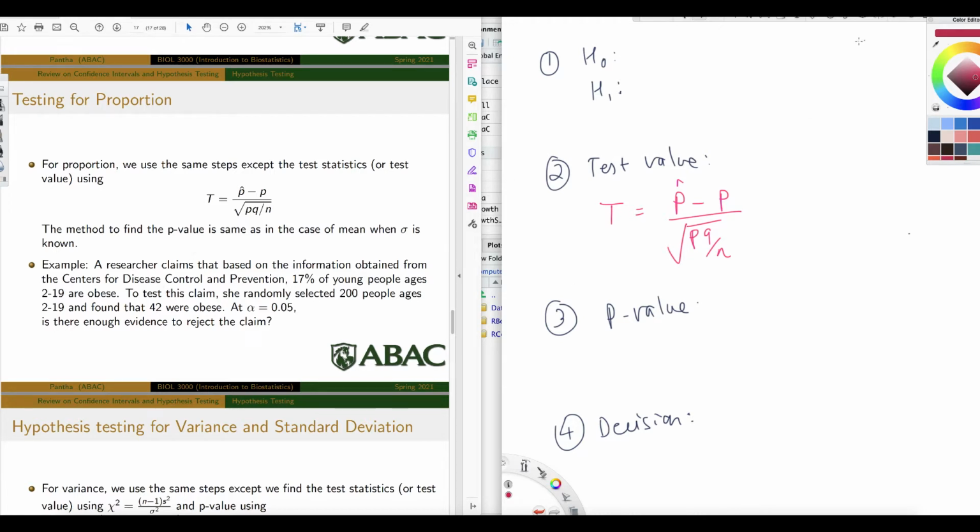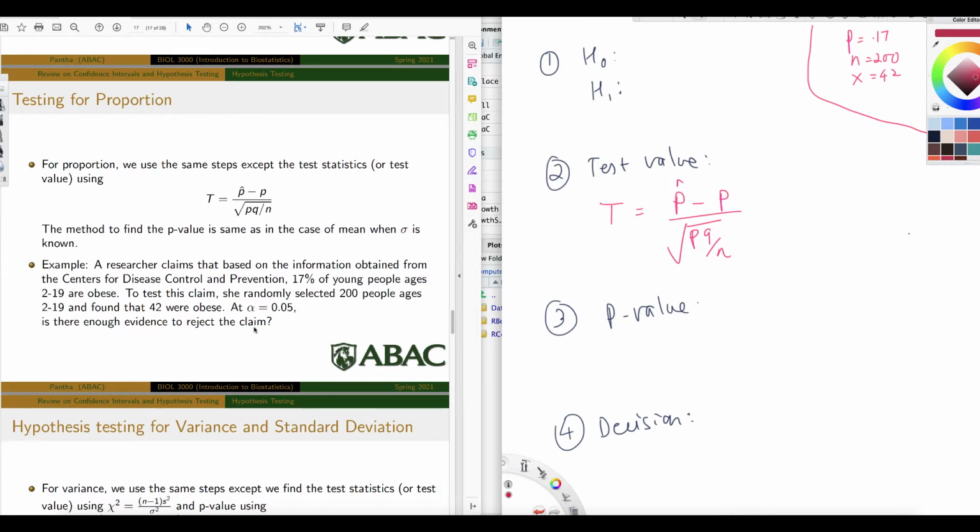A researcher, let me write down the given things here in the corner, claims that based on the information obtained from CDC, 17% of the young people ages 2 to 19 are obese. So what is given is p is 0.17, the population proportion. To test this claim, she randomly selected 200 people ages between 2 and 19, so n equals 200, and found that 42 were obese, so x equals 42. Use alpha equals 0.05.